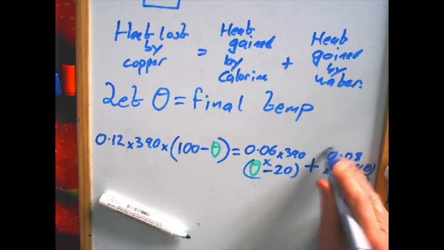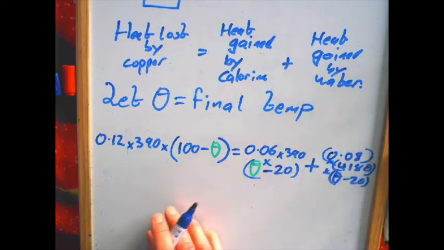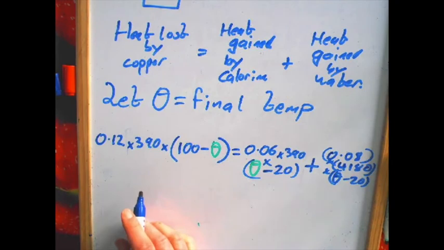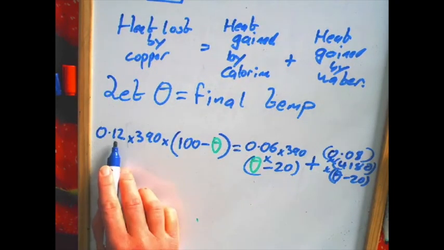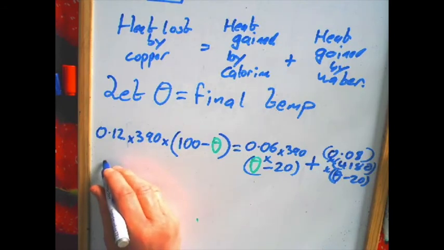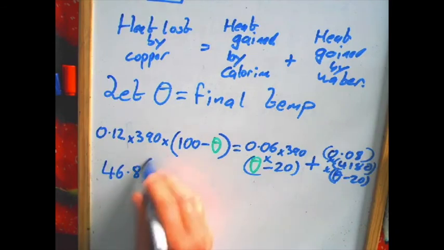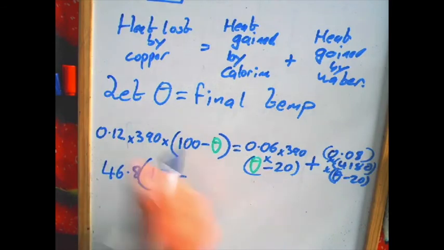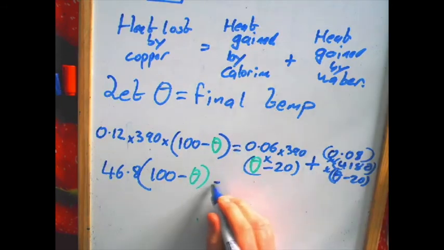So the heat gained by the calorimeter plus whatever heat is gained by the water. Same kind of process here. We have 80 grams of water, so 0.08, times the heat capacity of water, 4180. And the temperature difference again is theta minus 20. Definitely need to get a bit more room on this. Okay, so we're now at a point where it's quite algebraic.